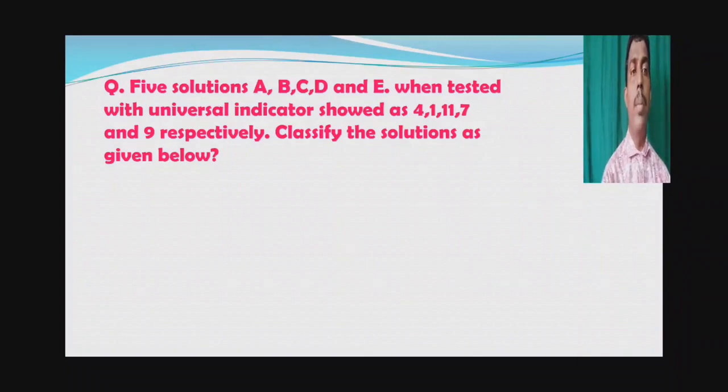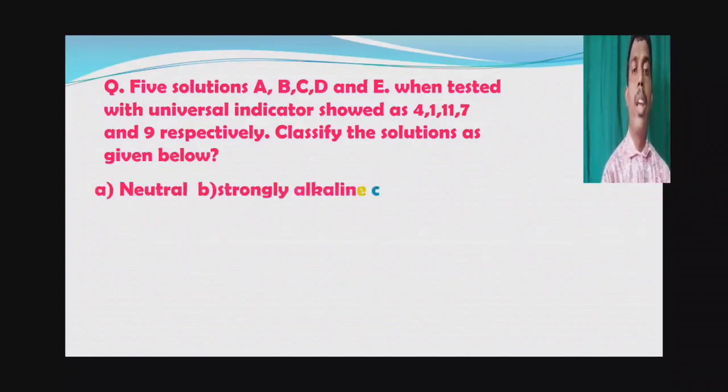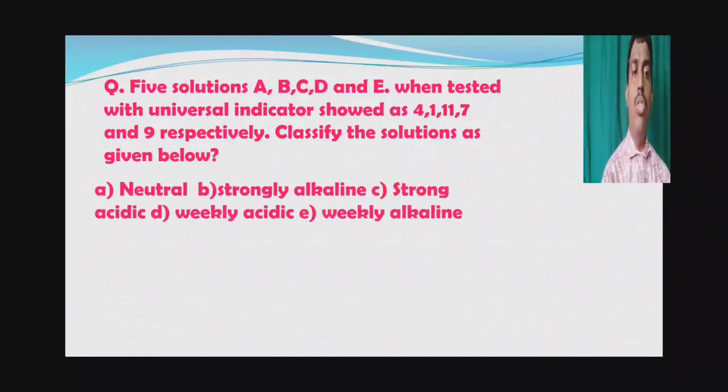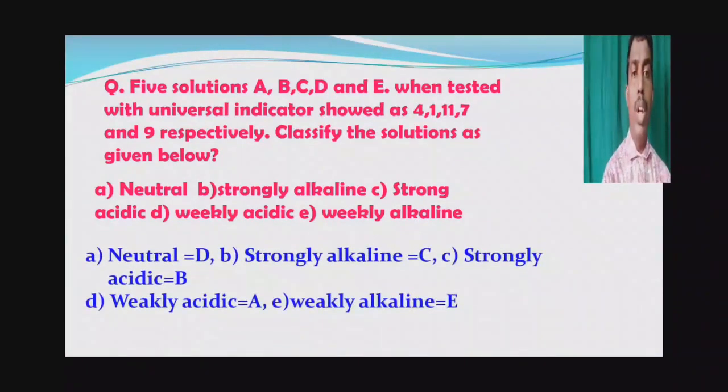Solution A pH is 4, solution B pH is 1, solution C pH value is 11, solution D pH value is 7 and solution E pH value is 9. Which is the neutral solution, which is strongly alkaline, strongly acidic, weakly acidic, weakly alkaline? Already you know, for a neutral solution pH is 7. So D is the neutral solution. For strongly alkaline, pH is 11 to 14.